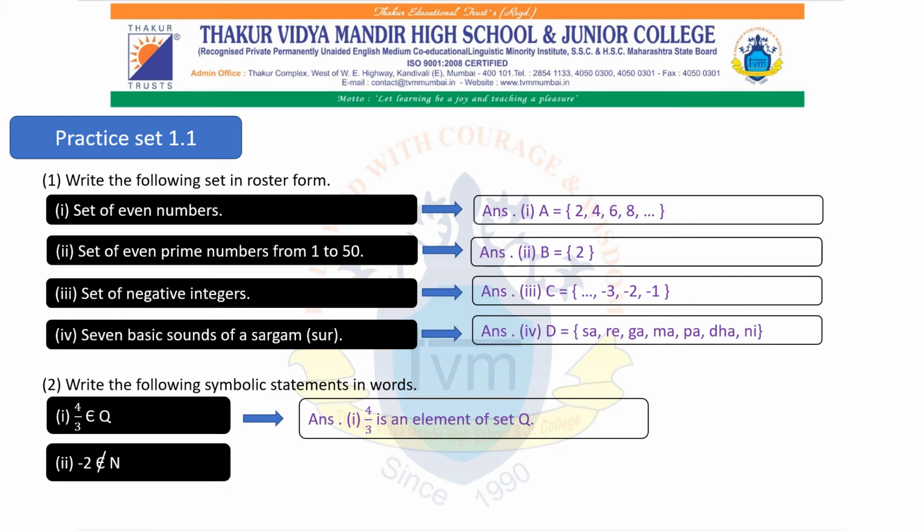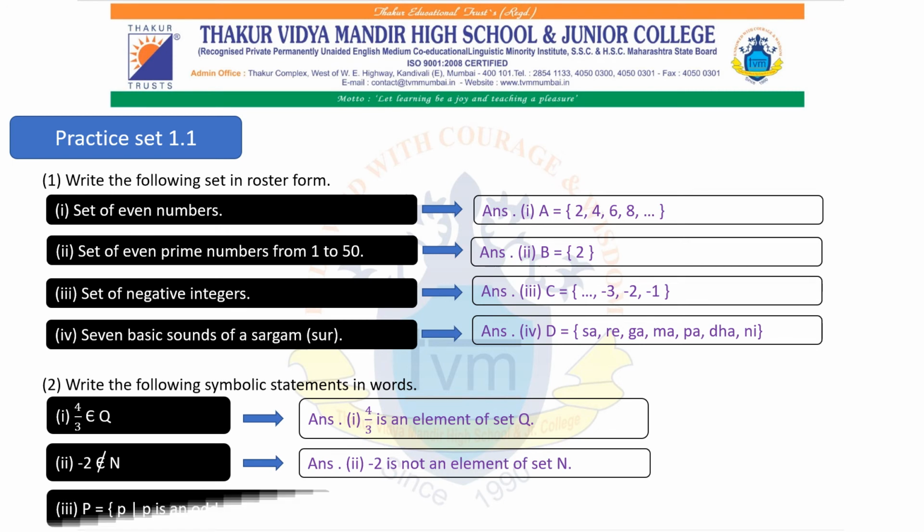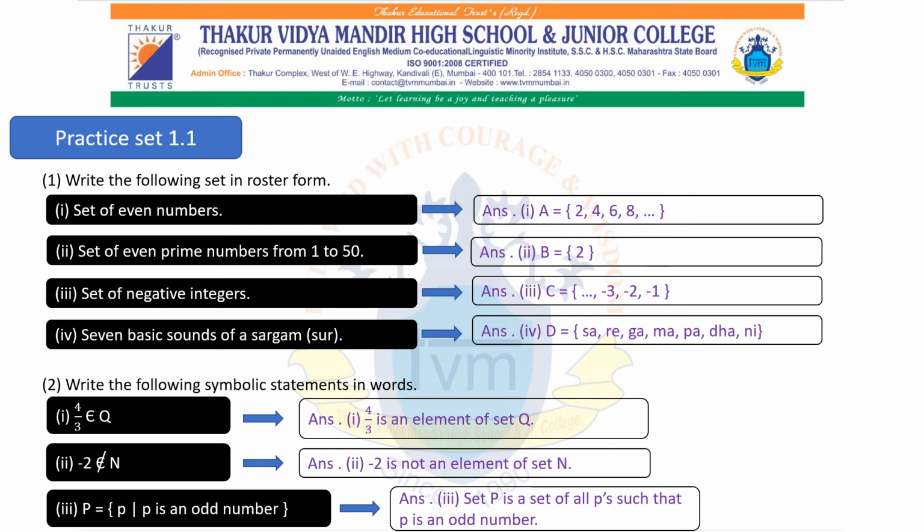-2 element, they had kept a stroke on that element. N, it can be written as -2 is not an element of set N. Third one, P equals to, in a curly bracket P, vertical line P is an odd number, which can be written in a statement form as P is a set of all P's such that P is an odd number.